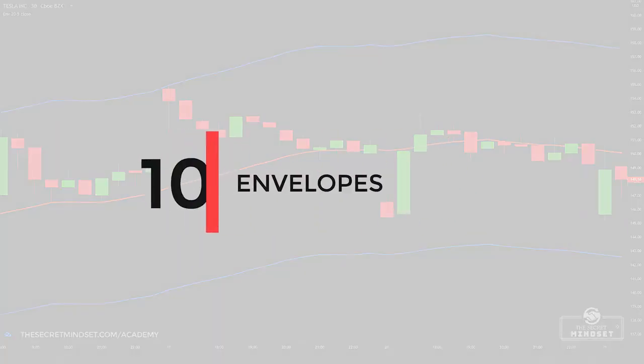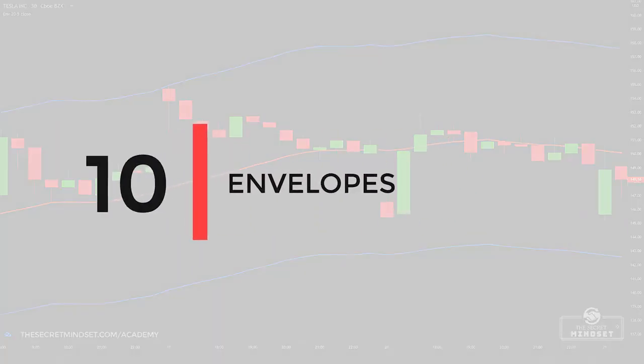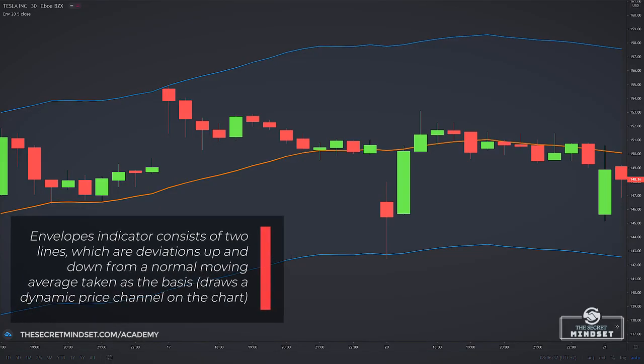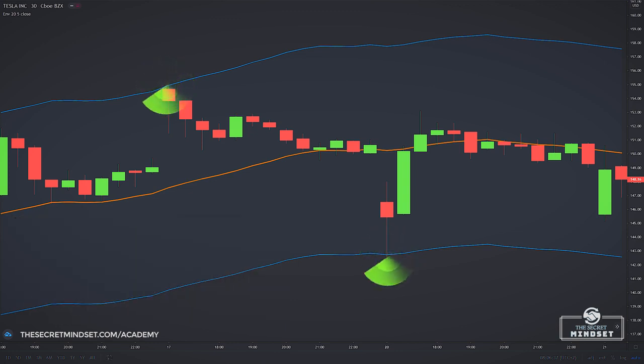Number 10. Envelopes. Envelopes indicator is another tool that draws a dynamic price channel on the chart, helping to find trade signals. It consists of two lines, which are deviations up and down from a normal moving average, taken as the basis. If the deviation size is chosen well, the price chart remains in this dynamic price channel most of the time.